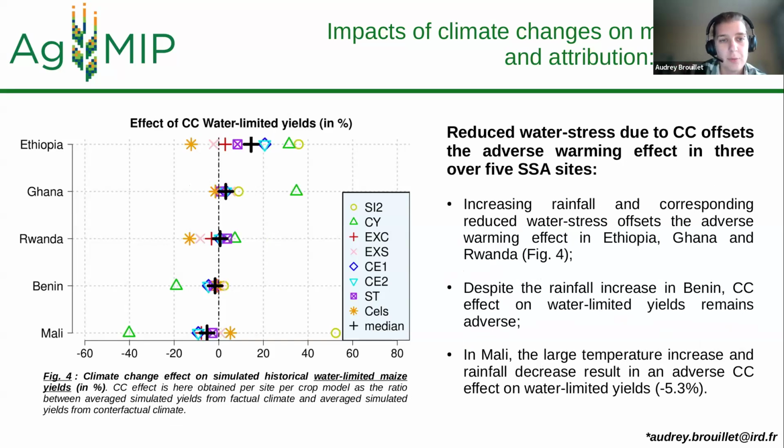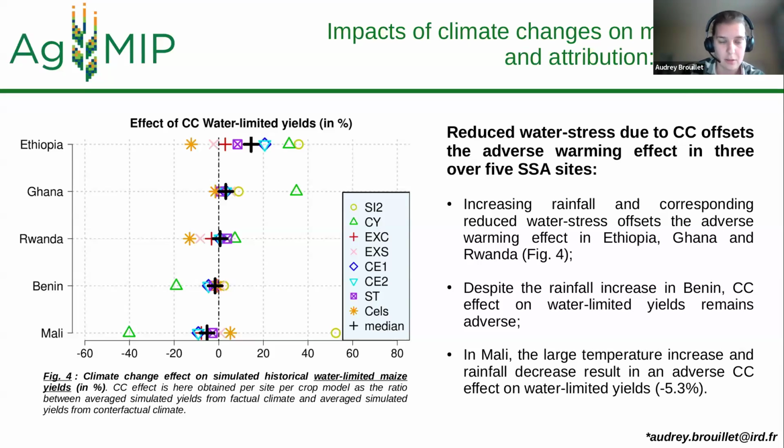When performing crop simulation with this time water-limited maize yield simulation, so accounting for the water stress, what the eight crop models have shown is that the increasing rainfall decreases the water stress, and the decreasing water stress due to climate change offsets the adverse warming effect in 3 of the 5 sites in the region. So in Ethiopia, here on the top, in Ghana and in Rwanda, we have a total effect of climate change that increases water-limited yields during the historical period.